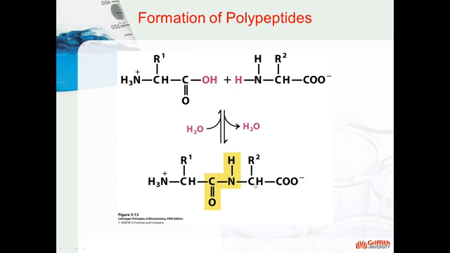We could then build up a chain of amino acids linked together to form a polypeptide. So it's not through the R groups, we form these amide bonds in this extending peptide chain.